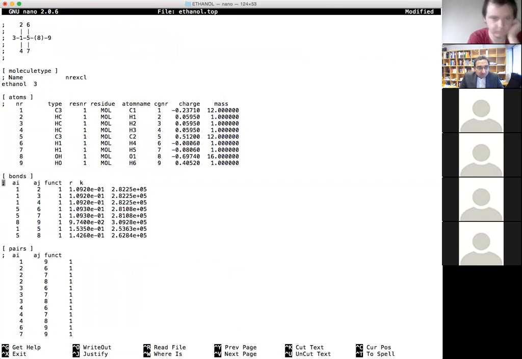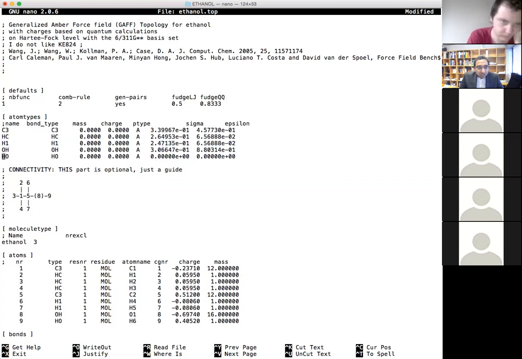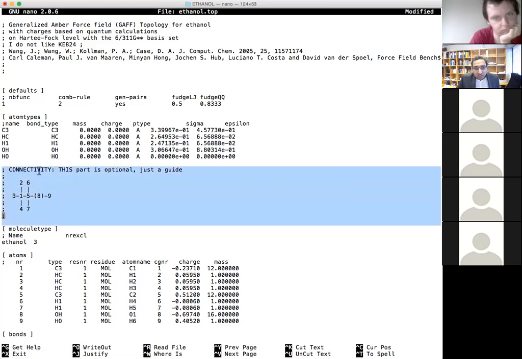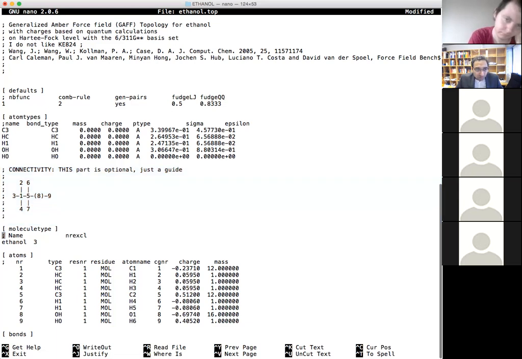After this, atom types. Now we have to calculate interactions between atom types, right? And we'll come back to that. Then you have connectivity. This is all commented out, so this is optional. So here we are saying that atom number 1 is the carbon atom, and then 2, 3, and 4 are hydrogen atoms. Atom 5 is carbon, and so on and so forth. So this is just optional. We can do this for a small molecule like ethanol, but we cannot do it for a large protein.